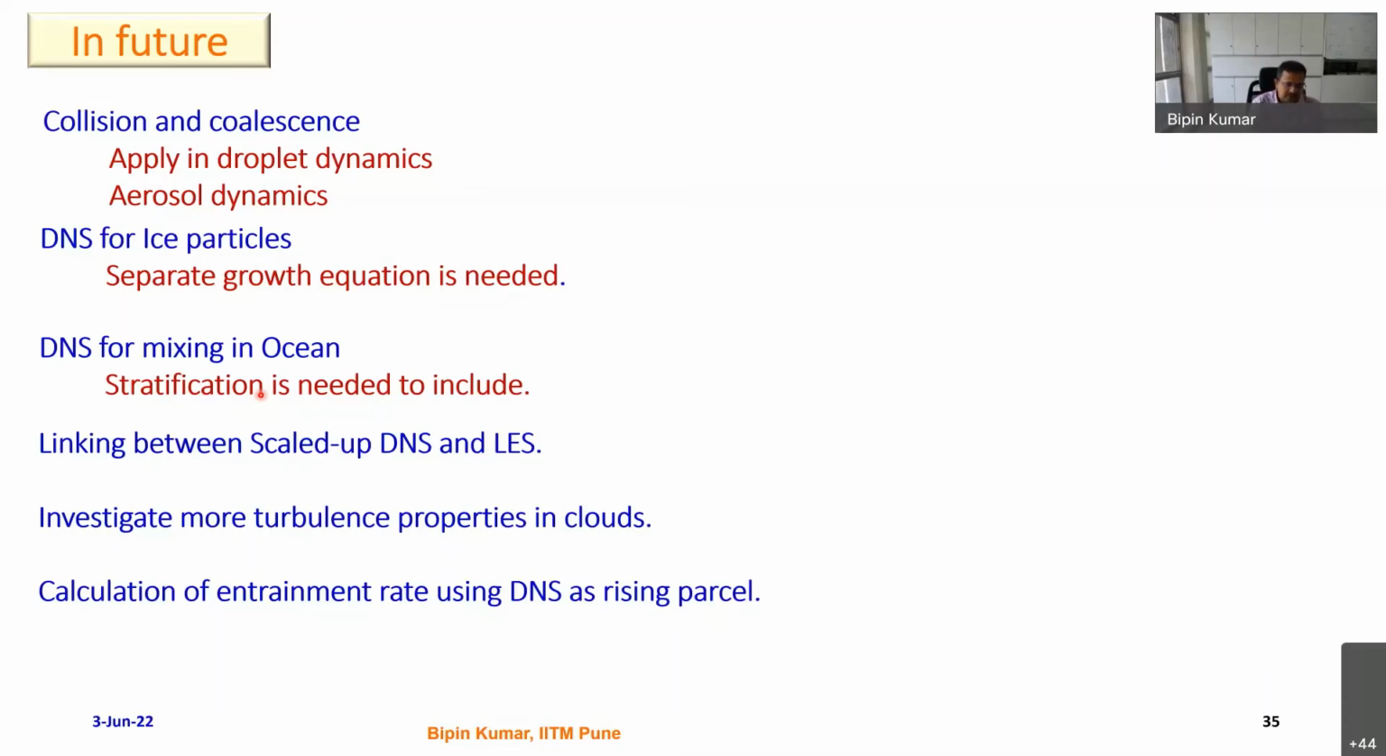But once this rising parcel DNS is working as it goes up, we can take the DNS up to 1 kilometer or something. That is enough to get the entrainment rate in a cumulus cloud or some other cloud, and we can give the information to the LES, and we can calculate that parameter, which is called the entrainment rate parameter. This is something recent, future work which can be done. And I think it's enough for this talk.